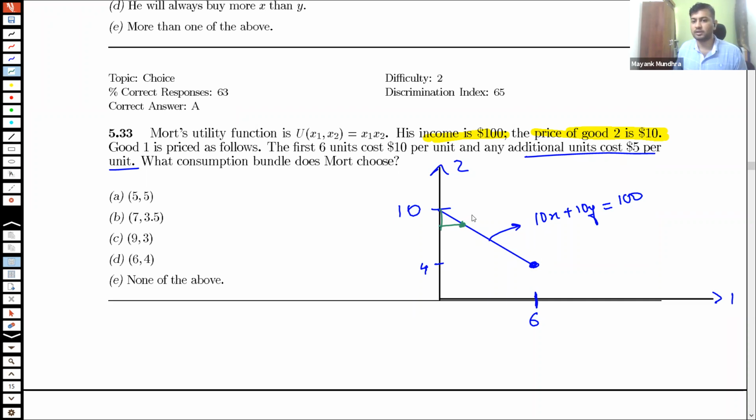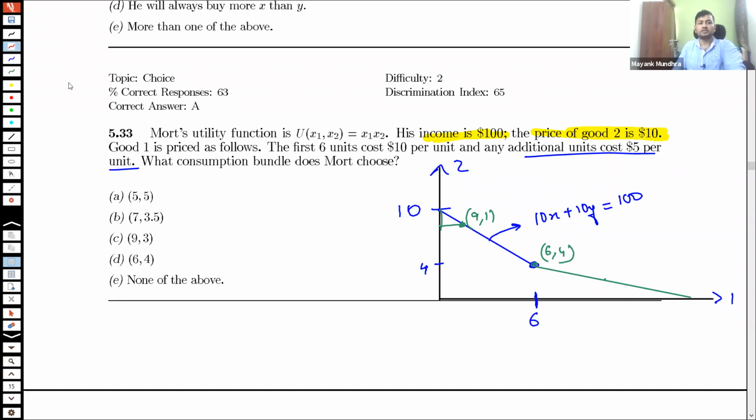So this was 0, 10. This became the point 9, 1, and so on till the point 6, 4. But after this, giving up 1 unit of Y will give you 2 units of X. So the slope will look like this. This is what the indifference curve is going to be like.